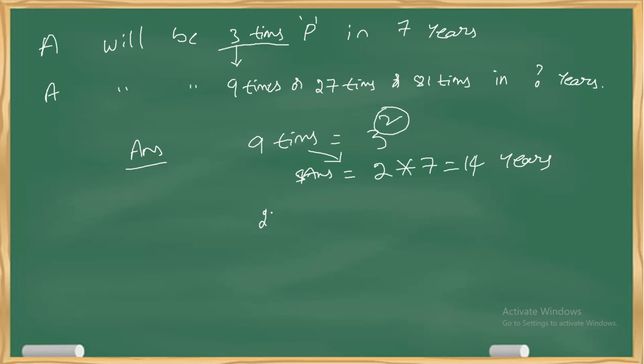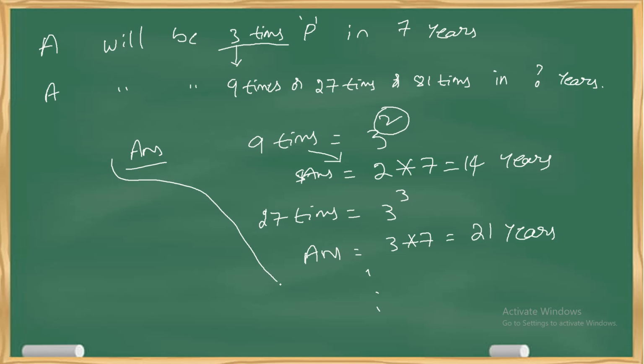And 27 times, so 27 times means 3 cube. So the answer is equal to 3 into 7, that is equal to how much? 21 years. So it follows like this. So how did you get this, sir? How can you prove this? There is nothing to prove here.